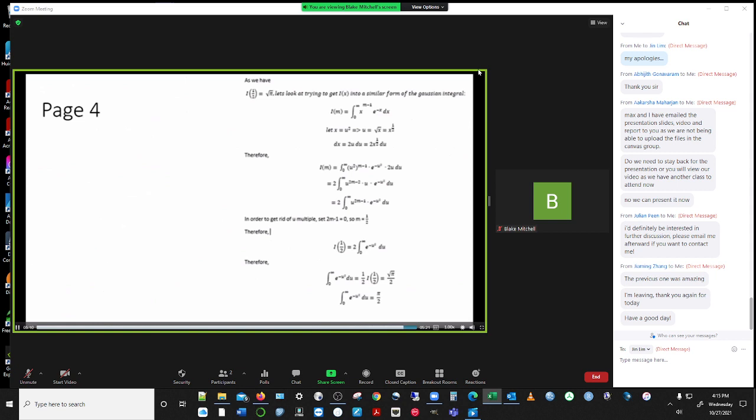Therefore, to make the integral the subject, we divide by 2 on both sides to get half times I of half, which equals root pi over 2, thus proving the Gaussian integral.